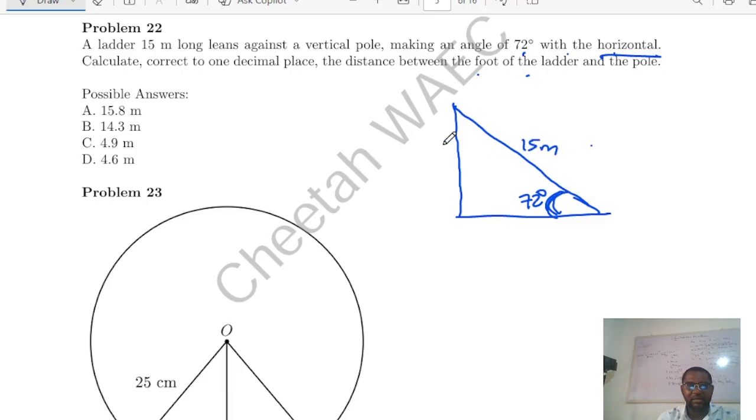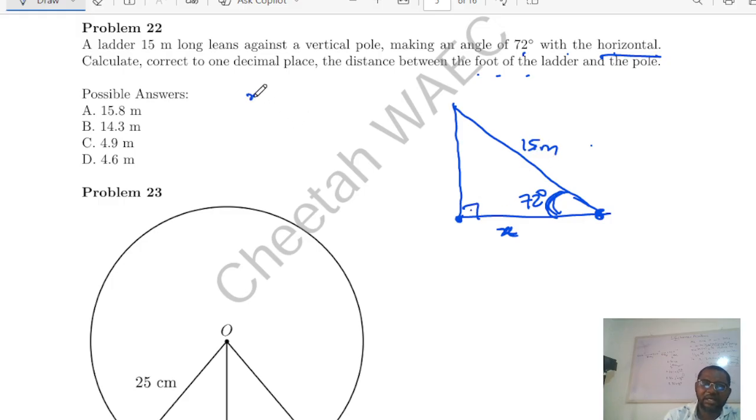And it says that we should find the distance between the foot of the ladder and the pole. This is the foot of the ladder, and this is the foot of the pole. So we want to find the distance. Let's call it x. Now, this is a right angle triangle. We can apply SOHCAHTOA. X is adjacent, 15 is hypotenuse. So adjacent over hypotenuse is cos.